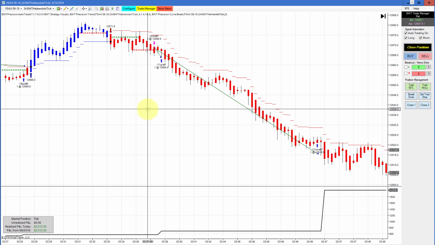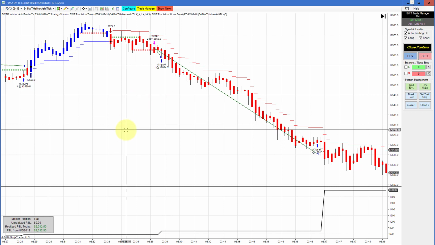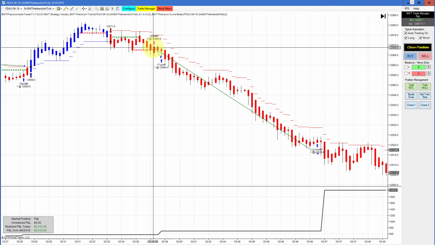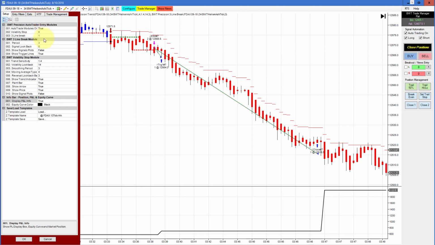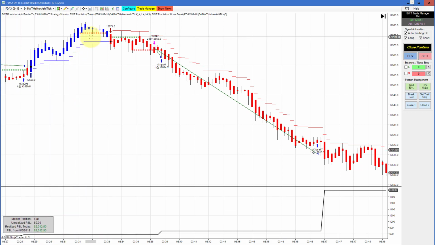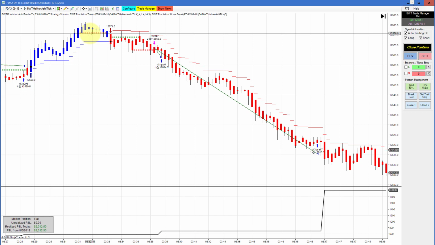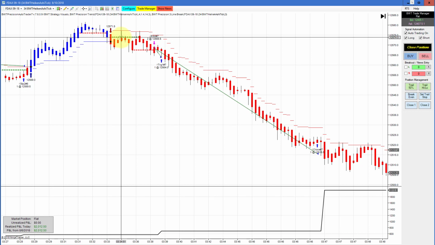Every day I'm going to try to do something educational, so today I'm going to talk a little bit about our line break indicator, which you can see on the chart. This 34 Heikin-Ashi chart is using our line break logic, and we're selecting 3 line breaks. On the chart you can see the red dots are a line break signal to go short, the green dots are a line break signal to go long.